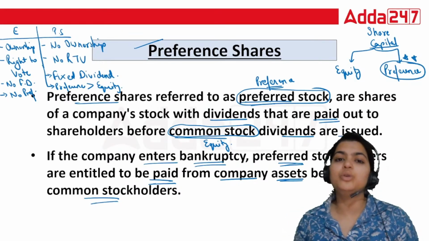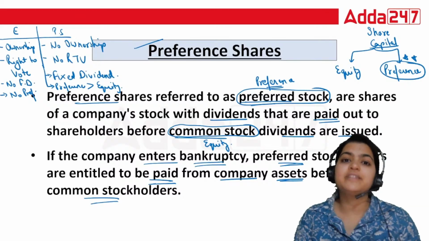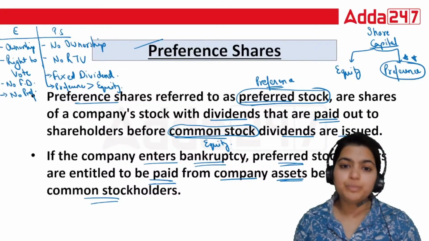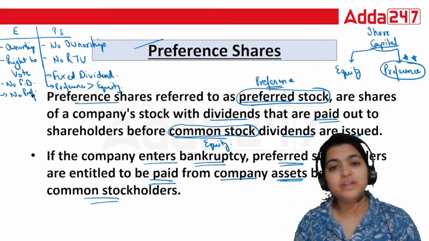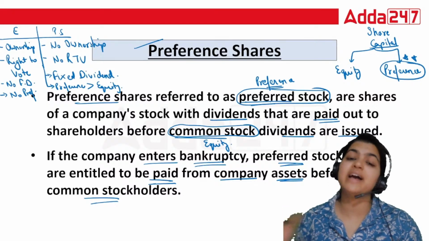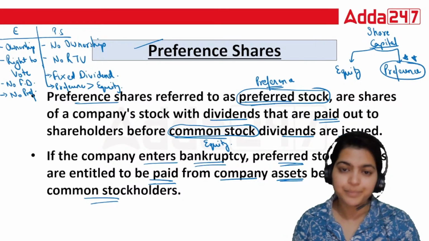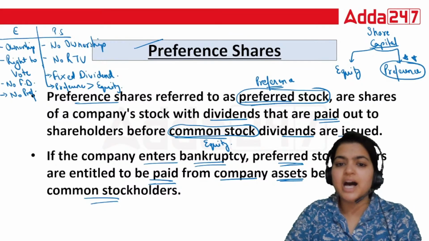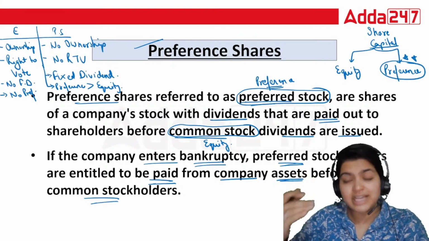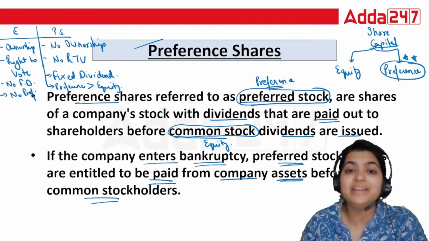Remember, preference shareholders will compulsorily receive some amount at the time of liquidation. If the company is not able to pay any amount, then what will the company do? The company will sell their fixed assets and then pay that amount. So let me tell you quickly how we classify, at the time of liquidation, how we will be paying the amount.